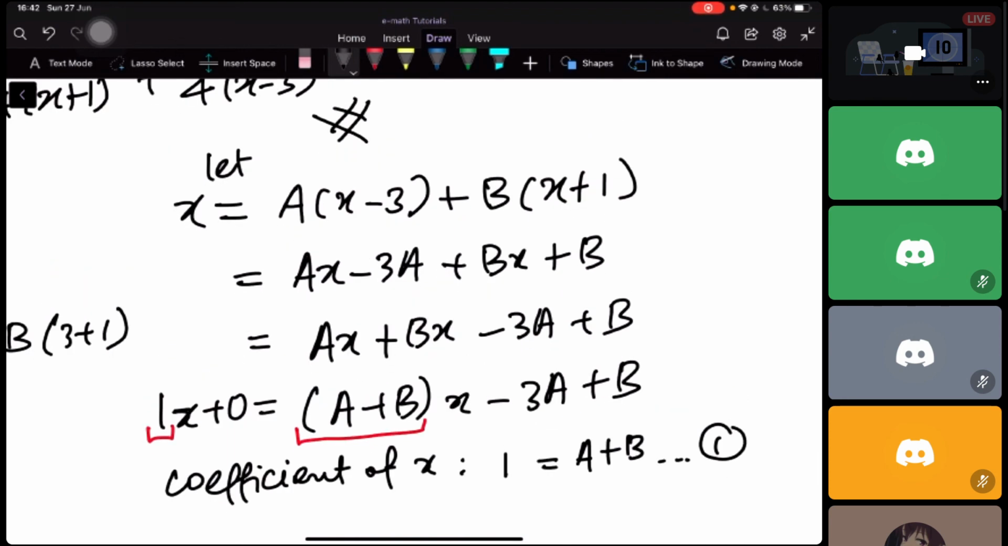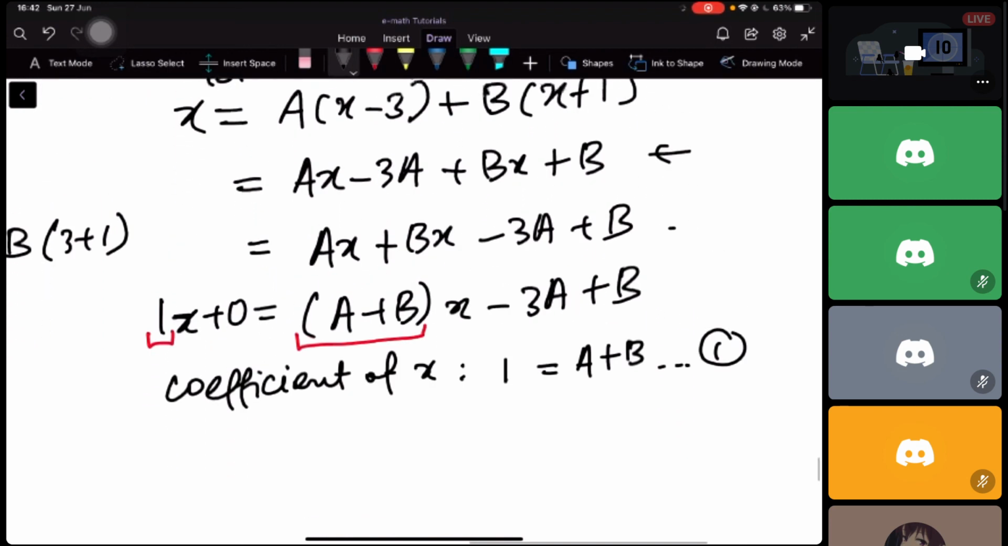If I don't know what to do, I don't know what to let x be, I brutally go and expand everything out. Brutally go and expand everything. Then I collect all the like terms together. Then I compare the coefficient. When I compare the coefficient of x, I get 1 equals a plus b.